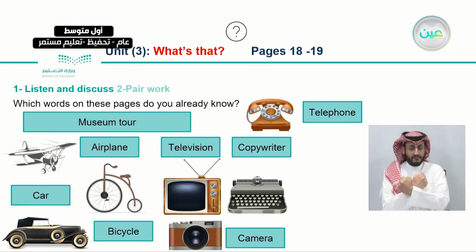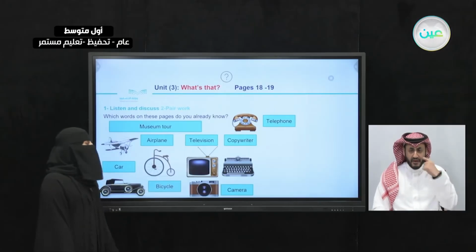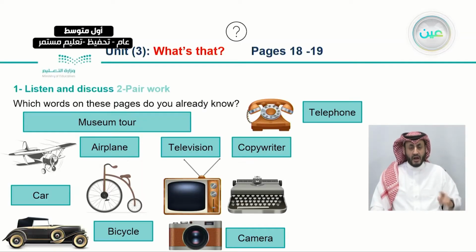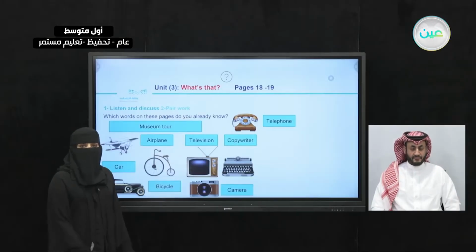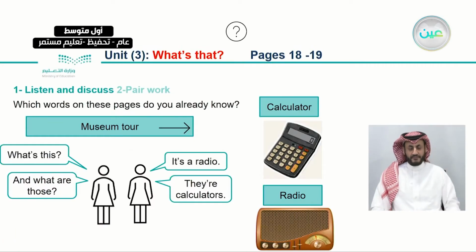As you can see, we learned different words for items that we can find at the museum, such as an airplane, television, typewriter, telephone, camera, bicycle, car. Please practice spelling. It's a good idea to keep practicing spelling for new words if you think you're not familiar with them. Also, we had a conversation between two ladies at the museum tour.